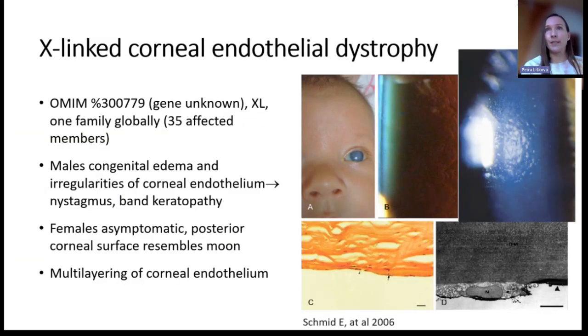The last condition is X-linked corneal endothelial dystrophy. Although the gene has not been identified yet, and there is only one family, the family had 35 affected members, so it's pretty convincing that the disease exists. Males have congenital edema and irregularity of the corneal endothelium, and again, what you can expect: nystagmus, and occasionally band keratopathy. Females may be asymptomatic, and they may have a posterior corneal surface which resembles the moon. And there is again multilayering of the corneal endothelium.